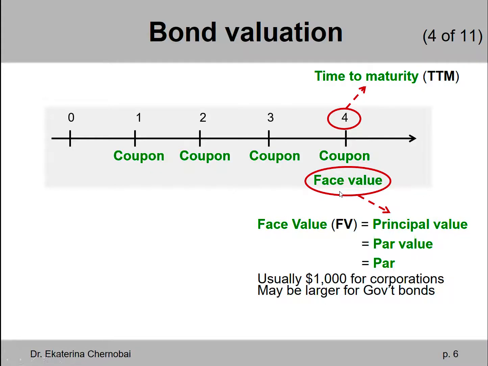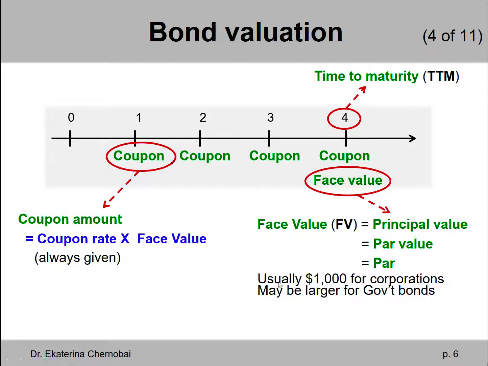Face value can also be called the principal value or the par value or simply par. And in most of our examples, we will be using $1,000. So even if it's not given, you should always assume that the face value is equal to $1,000. And this is true for most corporations and government bonds. Some government bonds have a much larger face value, but unless specified, you should assume $1,000.